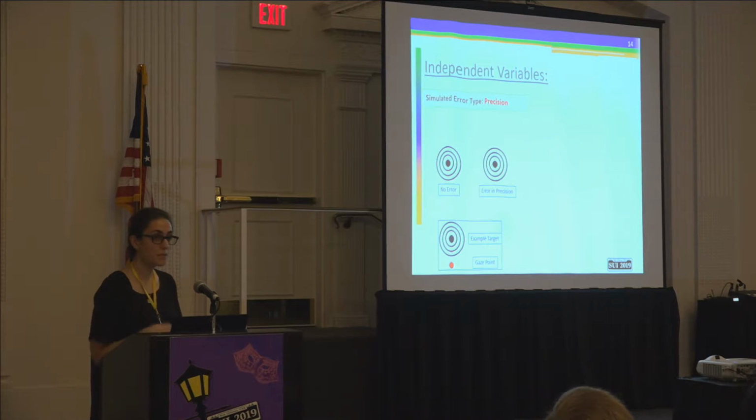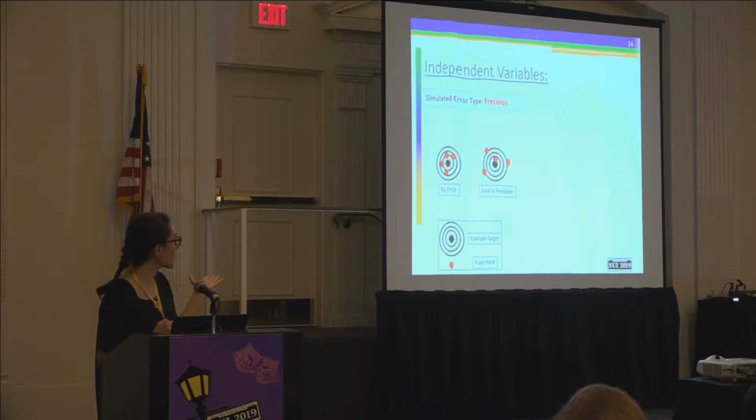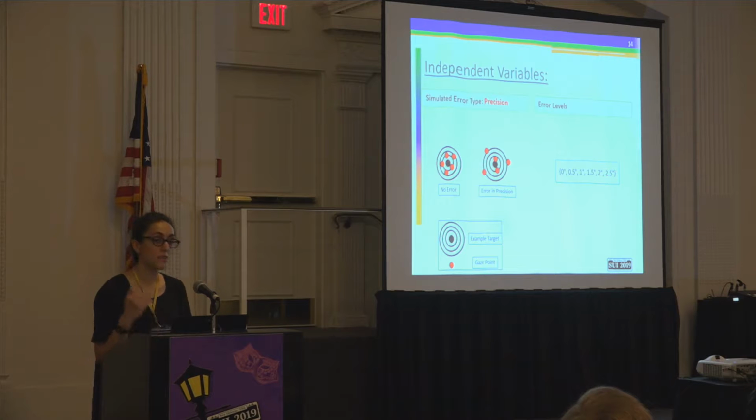Our next error type was errors in precision. As you can see here, the left figure is no error, and in the right figure the eye tracker, which has errors, is not able to reproduce the same gaze points on the target consistently. For this error type, we tested values of 0 to 2.5 degrees, so 6 discrete levels.